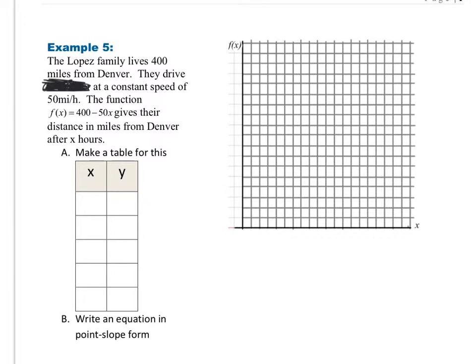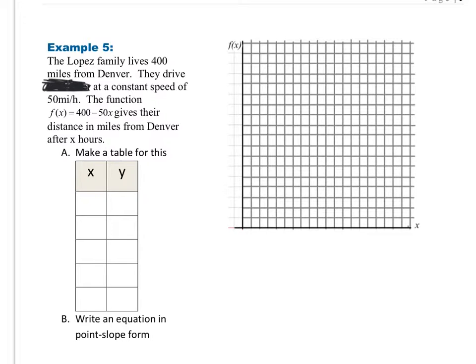Okay, this is a particularly important problem. I crossed out something because I thought it was a little bit weird, but it says the Lopez family lives 400 miles from Denver. They drive at a constant speed of 50 miles an hour. Now the function gives their distance in miles from Denver after x hours. So basically what that's trying to say is that the Lopez family is at home and they're driving to Denver. They have 400 miles to go before they get there.